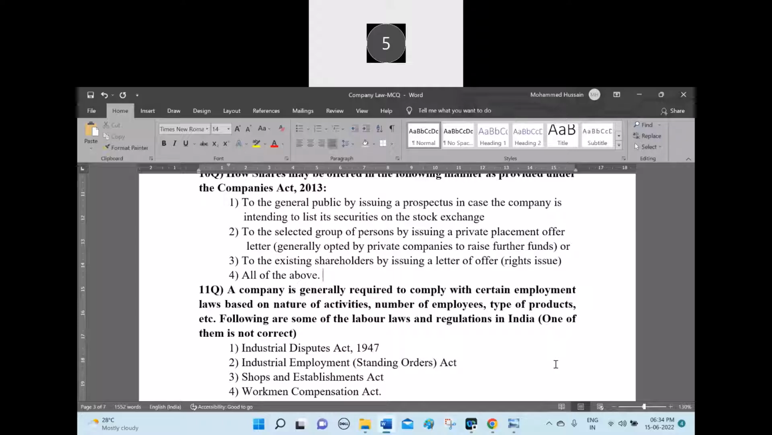Number one, Industrial Disputes Act 1947. Number two, Industrial Employment Standing Orders Act. Number three, Shops and Establishment Act. Four, Workmen Association. The third one is correct, sir. Shops and Establishments Act. Yes, sir. Third one is correct. Not correct, I told. Which one is not relevant? Labor laws and regulations. Industrial Disputes Act is there, sir. Yes.